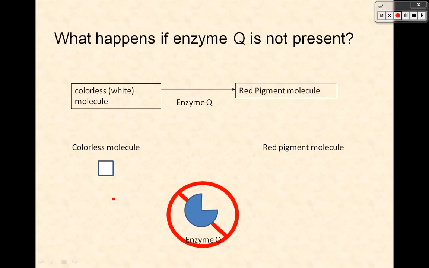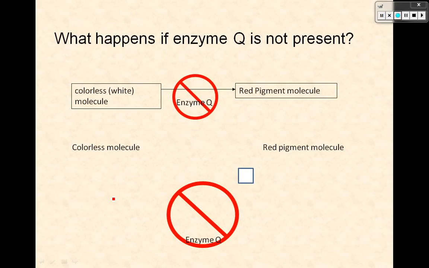So let's look at what happens if enzyme Q is not present. This isn't huge rocket science. Hopefully you see that without enzyme Q, the colorless molecule stays colorless, and you would have your white flower. So we can put 2 and 2 together and come up with 4 and say flowers that for whatever reason are producing enzyme Q end up red. Flowers that for whatever reason don't produce enzyme Q end up white.